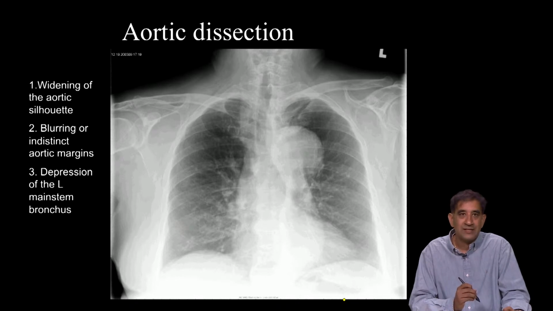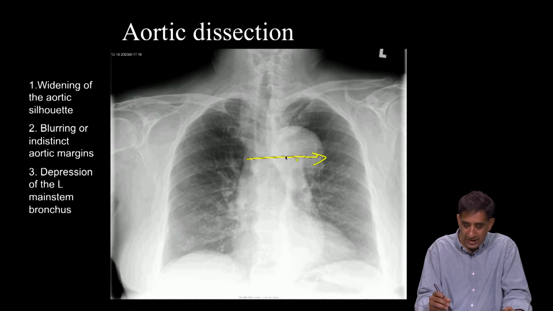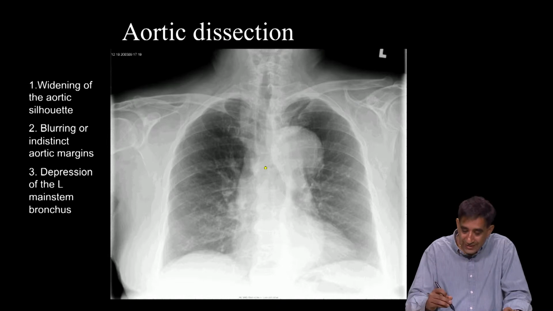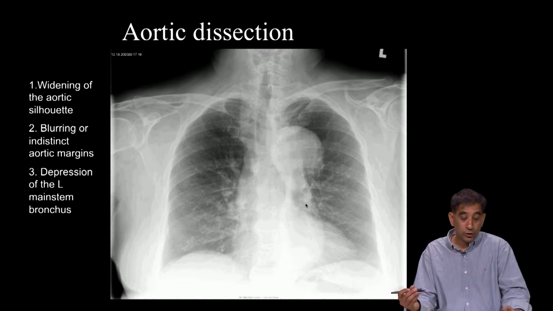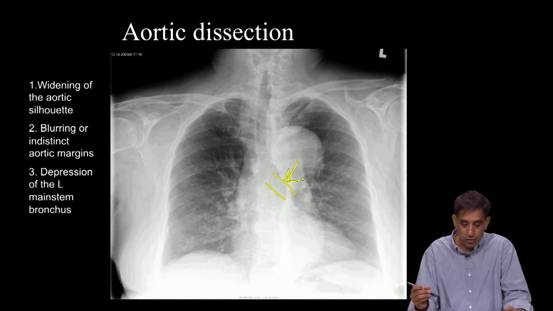Here's an example of an aortic dissection. And what do we see? We see some widening of that aortic silhouette, as seen right there. We see blurring or indistinct margins. So when we trace around the aortic knob, as we get down to here, we lose the aortic margin. And then finally, if we were to draw in the left mainstem bronchus, as you can see, and then take it away, we can see that that left mainstem bronchus is being pushed down or depressed by the aortic dissection.